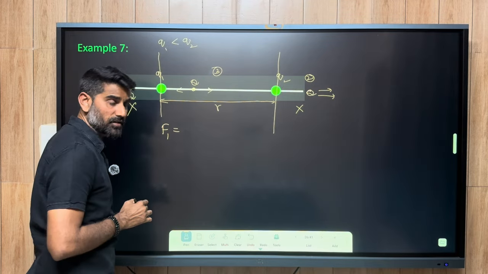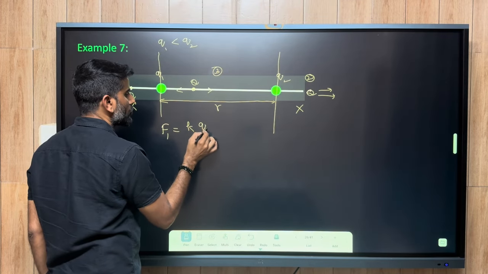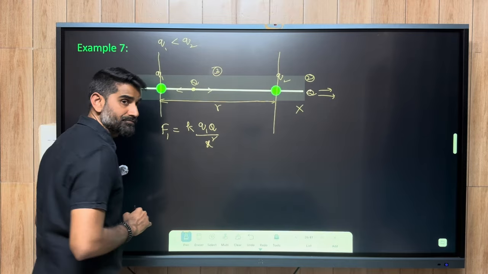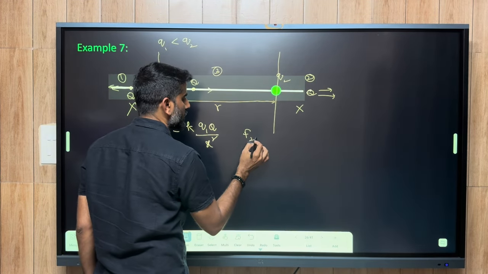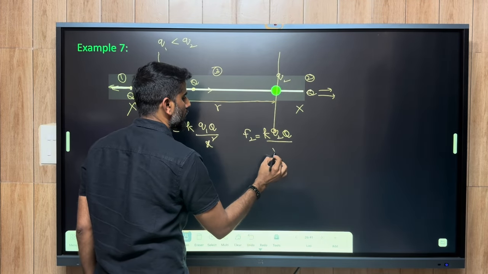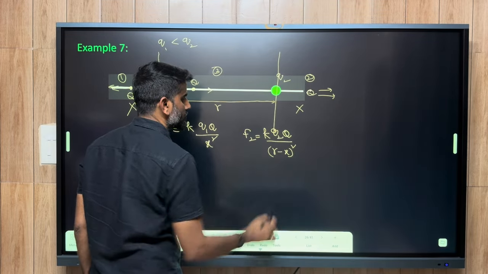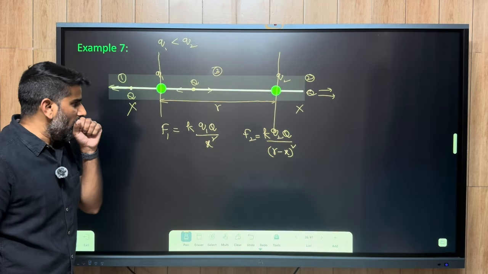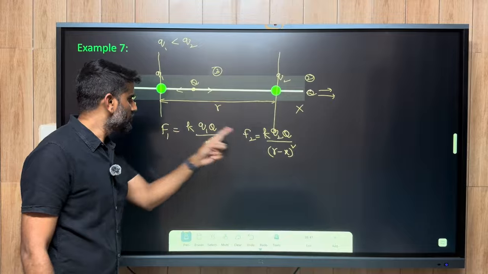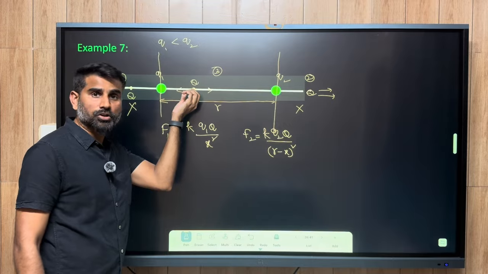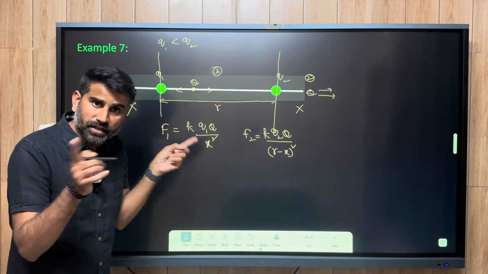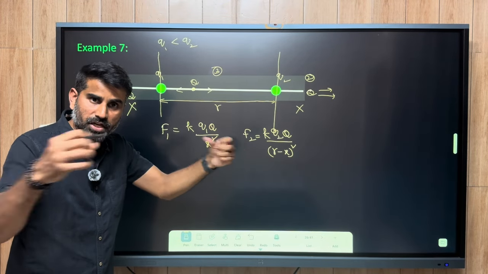Okay. So F is equal to F1. I'm writing it as F1 equals K Q1 Q upon, let's say, X square. Okay. Now F2 is equal to K Q2 Q upon (R minus X) whole square. So if I use these two relations for these two forces, for the third particle to be in equilibrium, the two forces must be acting in opposite directions.